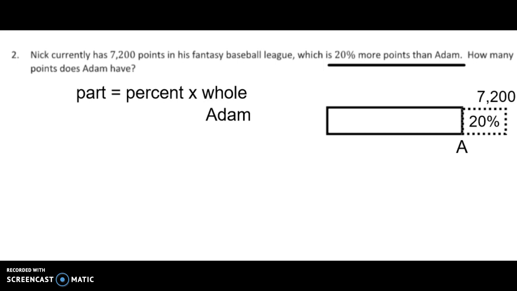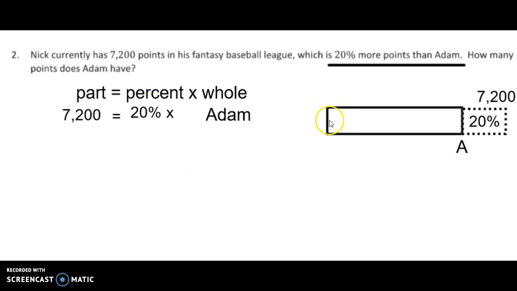So here's the problem. What do I do with part equals percent times whole? I know the whole amount is Adam. That's my 100% of my first tape diagram. The part, then, would be Nick's score of 7,200. And they tell me 20%, but if I'm looking at my tape diagram, Nick does not have 20% of Adam's score.